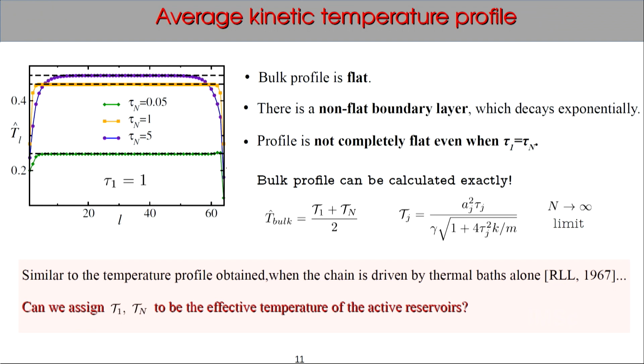And the bulk profile can be calculated exactly in the thermodynamic limit, and it turns out it can be written in this form, which is the arithmetic mean of these two quantities, curly T1 and curly Tn, where curly T is given by this expression. If you remember the expression for the average kinetic energy for the thermal case, it looked similar, with the temperatures at the two ends of the reservoirs in place of these curly T's. And this makes us ask the question: can we now have an effective thermal description for the chain, for this transport, where we replace the active reservoirs by thermal reservoirs with these temperatures?